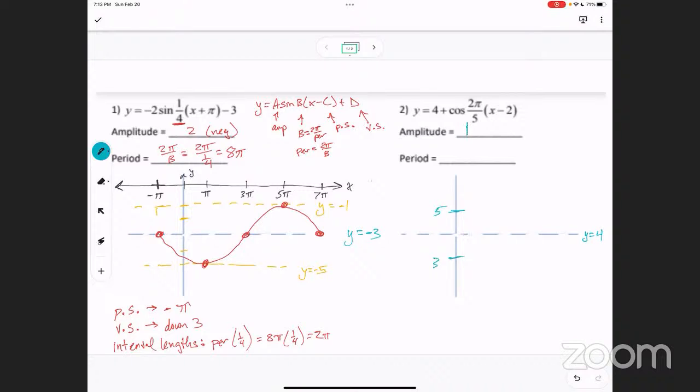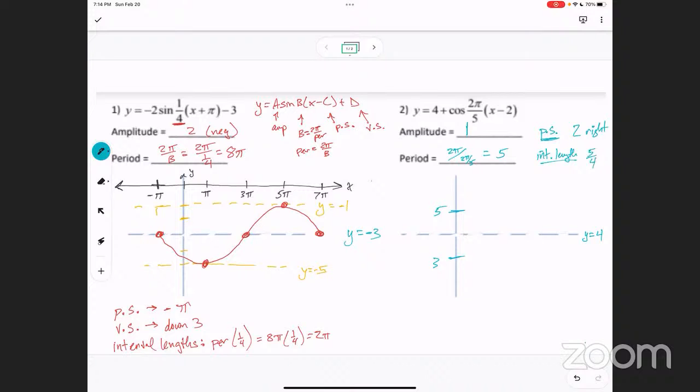My period is equal to 2 pi over b, which is 2 pi over 5. So flip and multiply, the 2 pi's cancel, and I just get 5. My phase shift is equal to 2 to the right. So I'm starting at 2 to the right. And my interval lengths, take your period and multiply it by 1/4. So my interval lengths are 5/4.